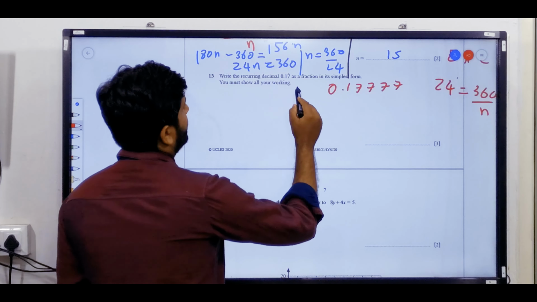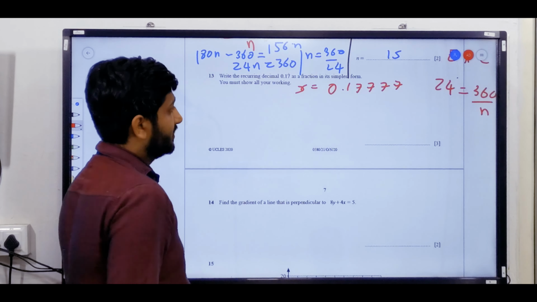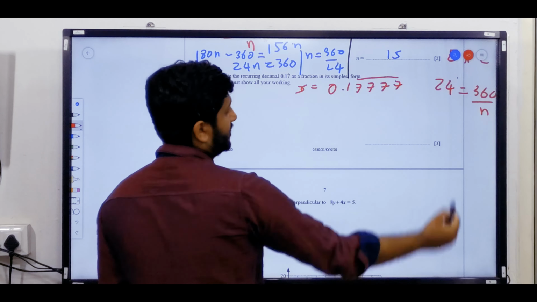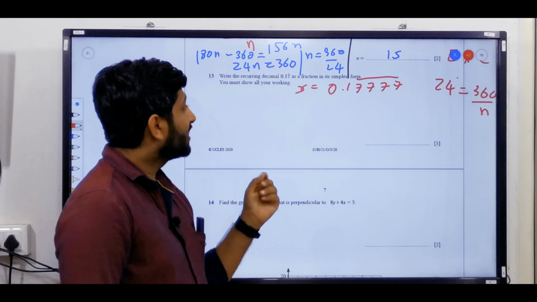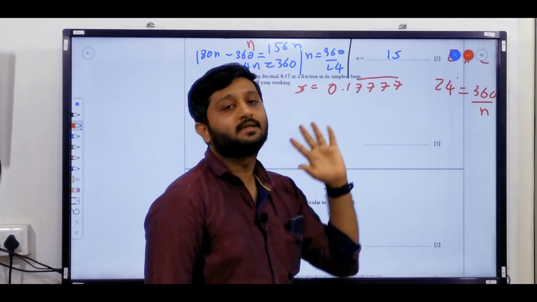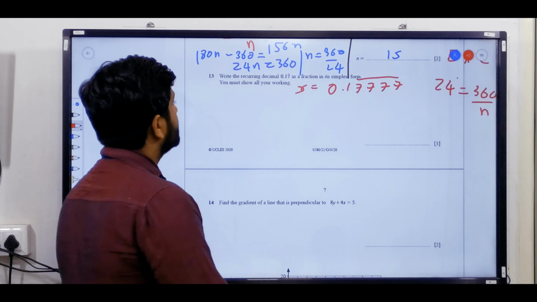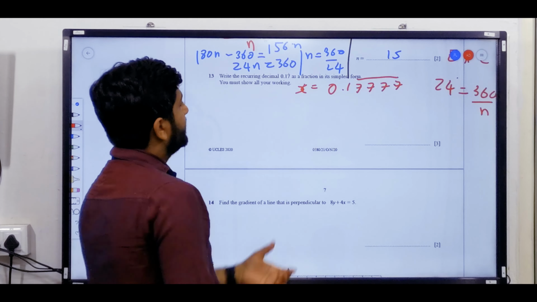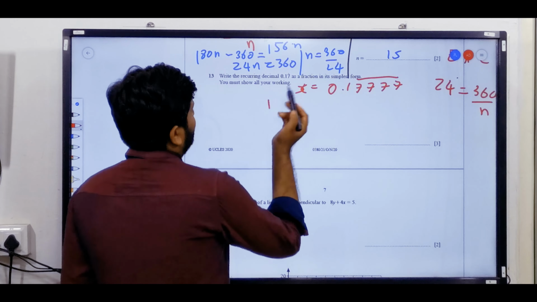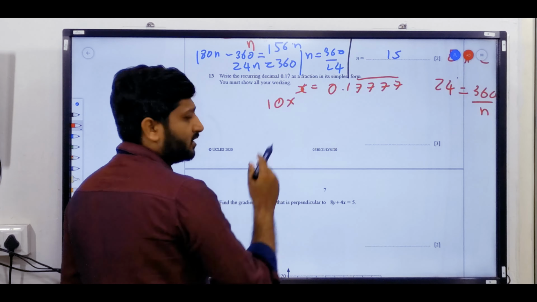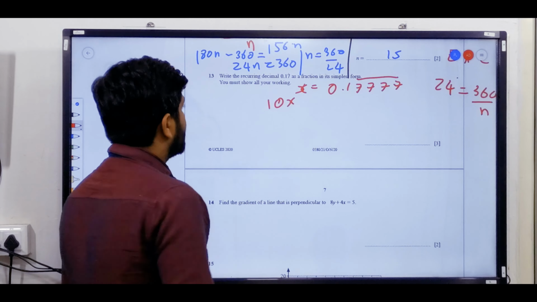So I am assuming this as x, right? Let me put a bar over here so that it indicates that this is never ending. Now our goal here is to eliminate this, right? So what we will do is multiply this x with some number. Let's say I'm multiplying it with 10. You can also multiply with 100. You'll get the same answer.